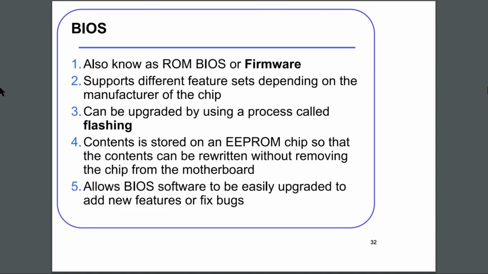Also known as ROM BIOS or firmware, it supports different features depending on the manufacturer of the chip, and can be upgraded by using a process called flashing. The contents are stored on an EEPROM chip so that they can be rewritten without removing the chip from the motherboard. This allows the BIOS software to be easily upgraded to add new features or fix bugs.